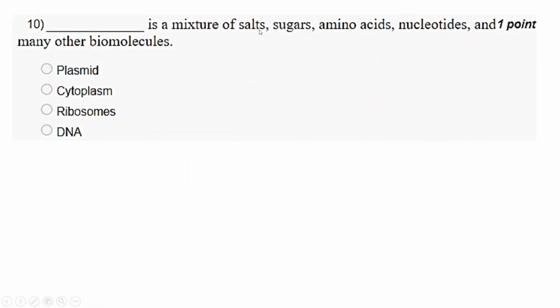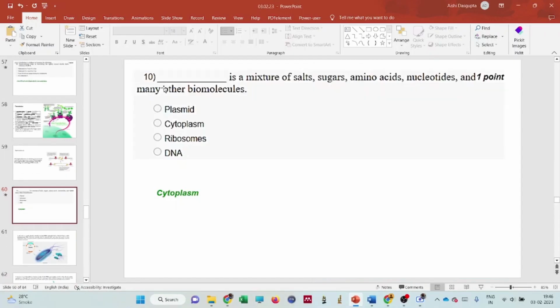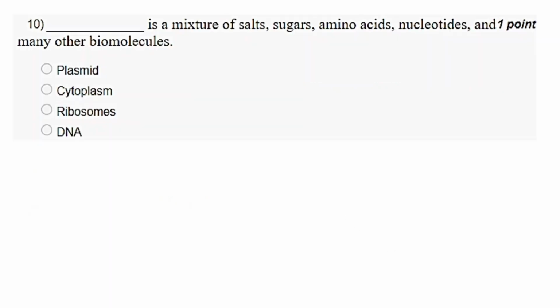Dash is a mixture of salts, sugars, amino acids, nucleotides, and many other biomolecules. What do you think the answer is? Anyone? Anyone would like to answer? Cytoplasm. Correct. So cytoplasm is a mixture of salts, sugars, amino acids, and nucleotides.